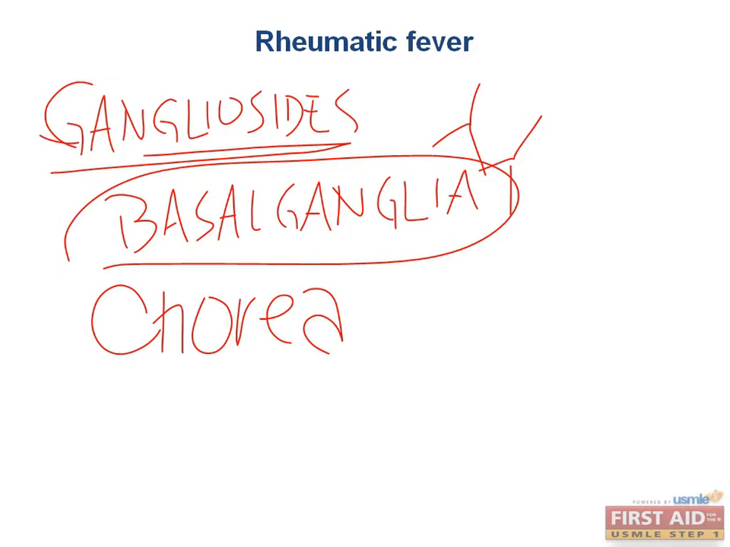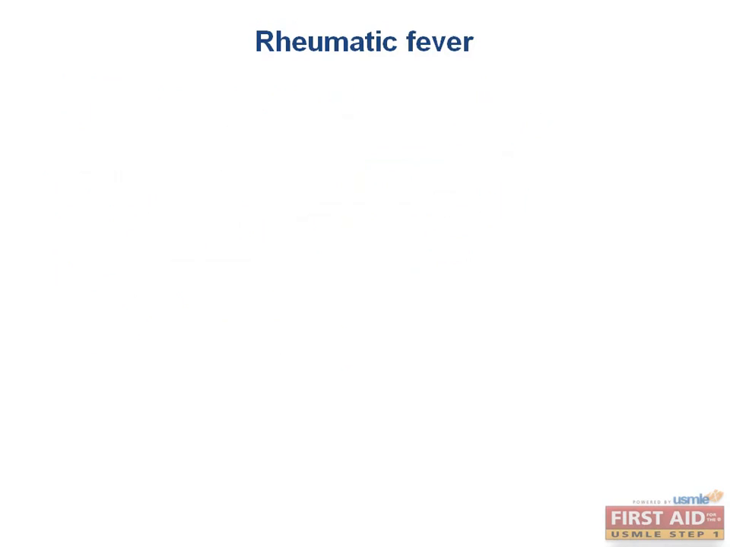Someone with chorea looks like they have uncontrolled dancing movements because there are antibodies binding to the ganglioside components within the basal ganglia, which means that they are triggering a signal that results in undesired movement. So let's discuss rheumatic fever using our immunology thinking hats.